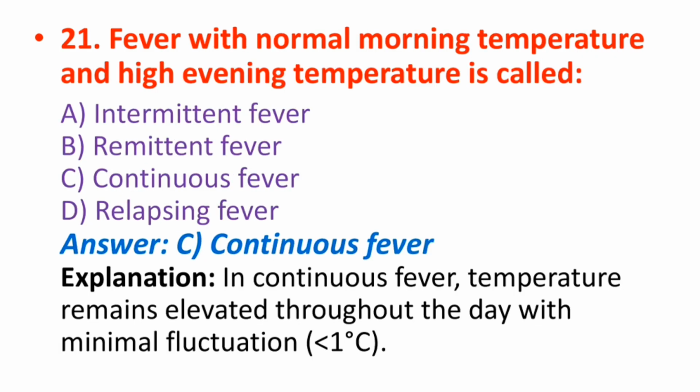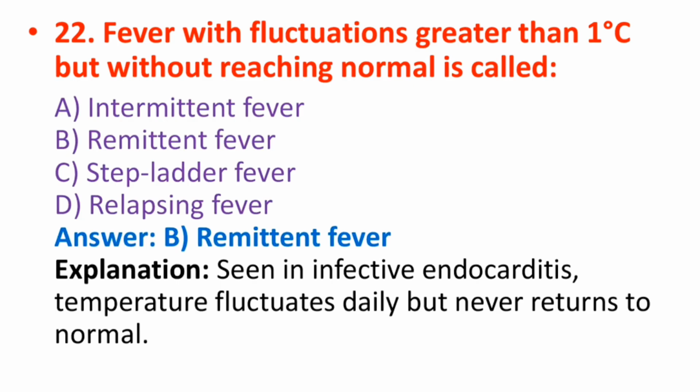Fever with normal morning temperature and high evening temperature is called. The correct answer is option C, continuous fever. In continuous fever, temperature remains elevated throughout the day with minimal fluctuation, that is, less than 1 degree Celsius.